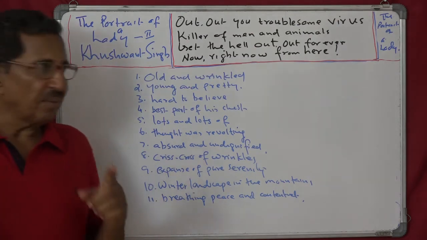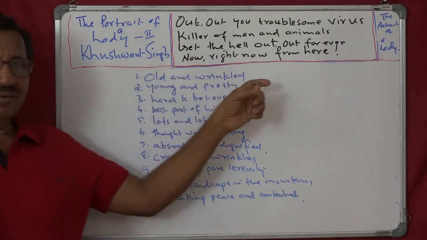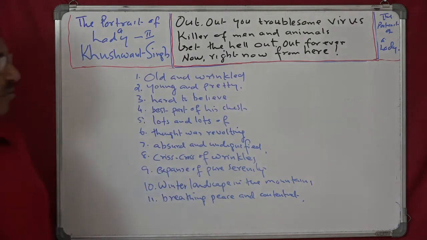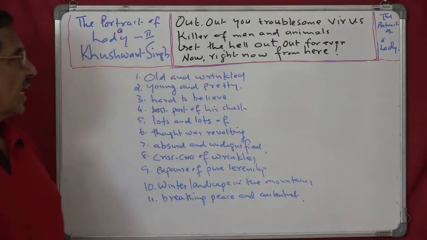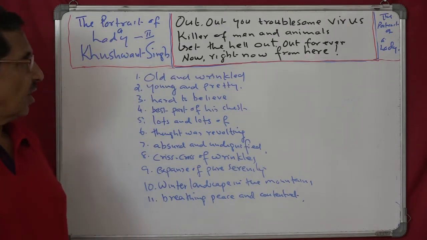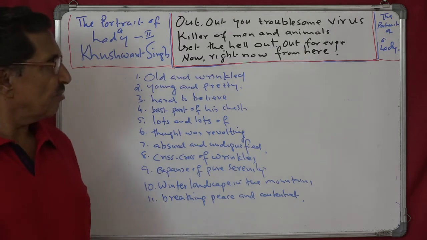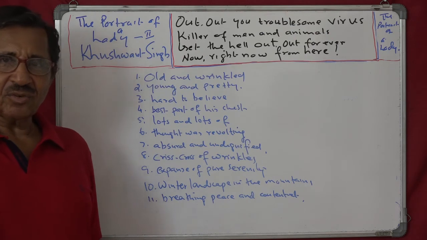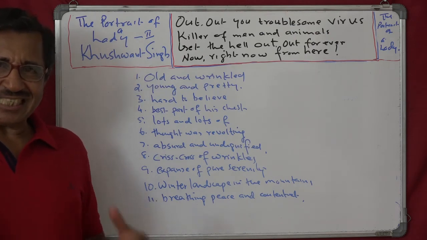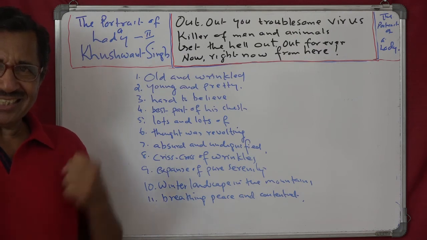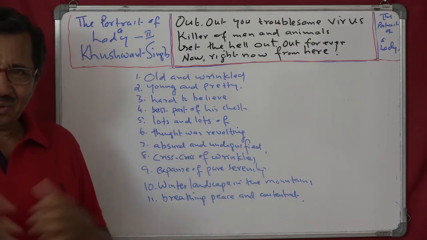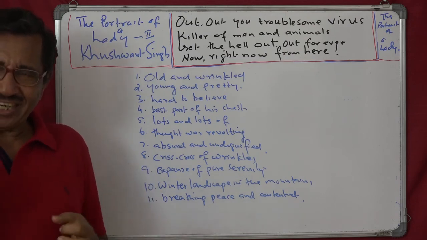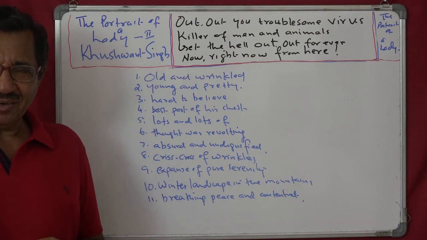We'll continue with this. But before that, let's put on some confidence. Okay. So, out you troublesome man, killer of man and animals. Get the hell out forever. Now, right now from here. So all of you in the class should chant this together. Listen, this one, it's a mantra, you can say. You repeat this mantra, chant it, and that will give you confidence to fight against this killer virus. I hope that you are doing that.